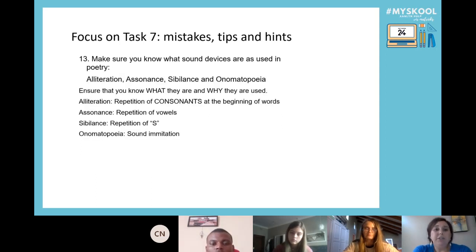Then number 13, make sure you know what sound devices are used in poetry: alliteration, assonance, sibilance, and onomatopoeia. Marlie, can you tell us what alliteration means? Alliteration is when consonants are repeated. Yes, usually at the beginnings of words, for example, the big brown bear.